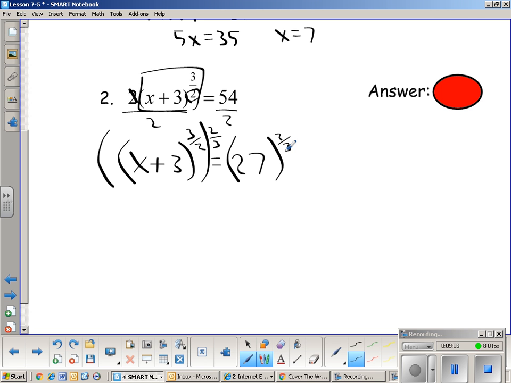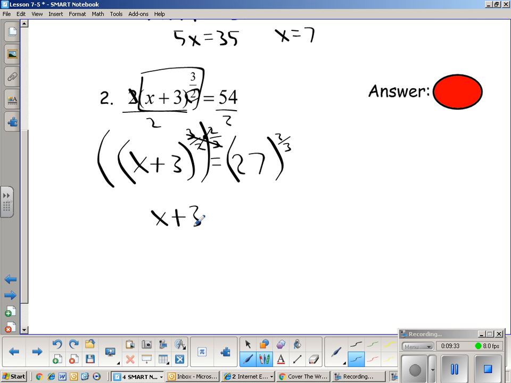I said we think of it as undoing multiplying because that's what you would do now. You'd multiply: 3 over 2 times 2 over 3, these would cancel. I get a 1. x plus 3 to the 1. And since my exponent's a 1, I don't need the parentheses anymore, and I don't need to put the 1 there. You wouldn't distribute, you wouldn't put the 2/3 on the x. No, you can't do that.